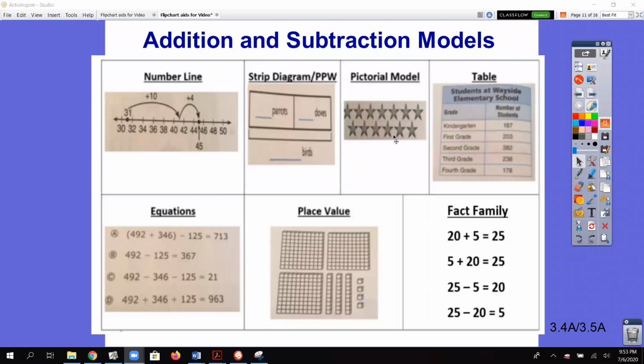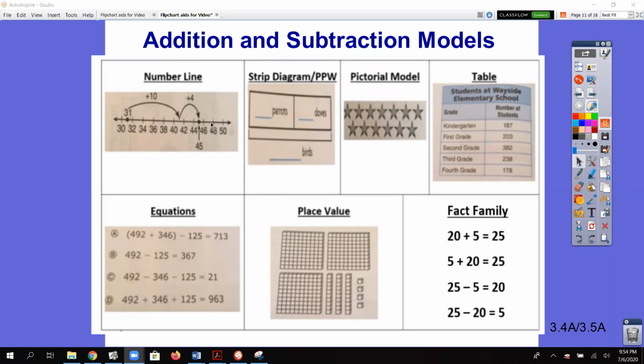Hello, boys and girls. Today we're going to be looking at addition and subtraction models. While you're studying your unit of addition and subtraction, you're going to be seeing a lot of different models. You'll see these in problems, or you'll need to use these models to solve the problems. So this is the majority of the kinds of models that you will see.